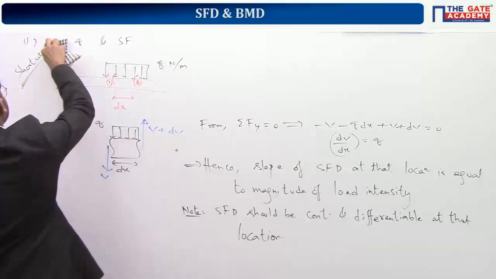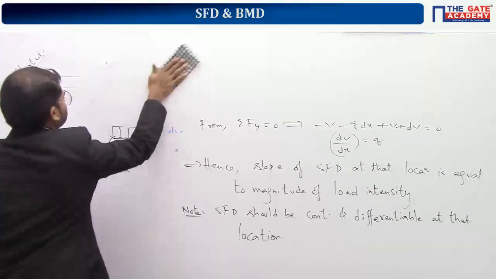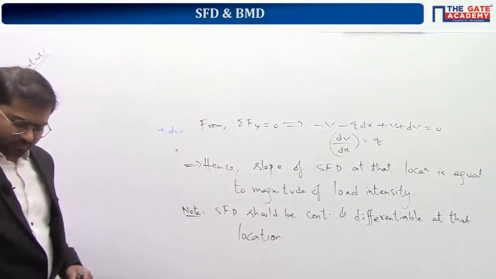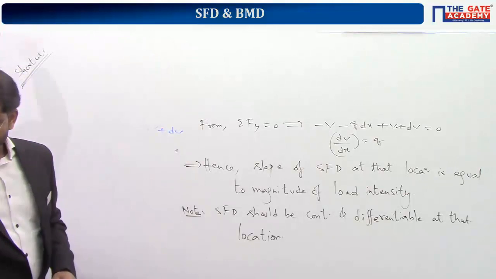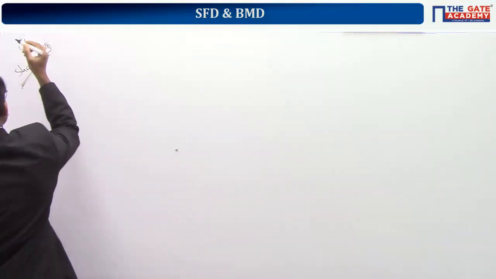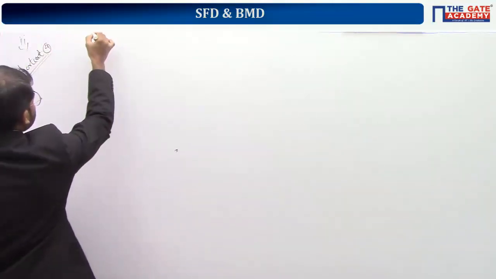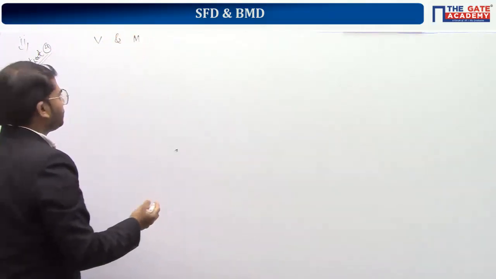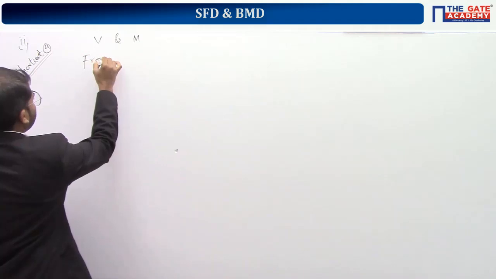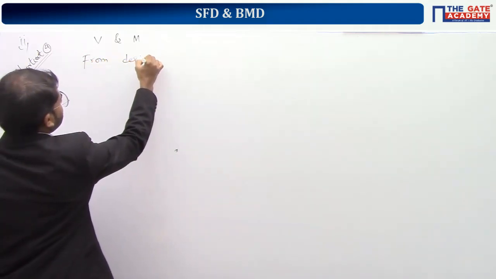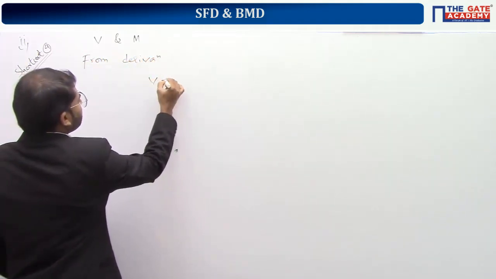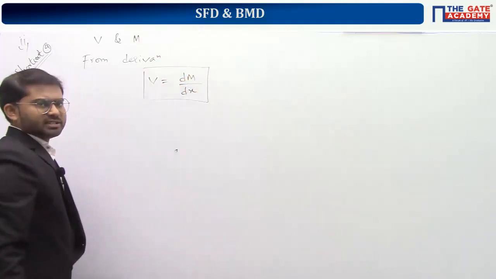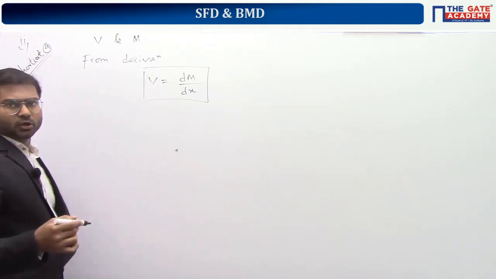So we are going to the second result under this section, or shortcut number 4. We are going to get the relationship between shear force and bending moment. Here I am not doing the derivation, but if you do the derivation the same way, we will get the result that V is equal to dM by dx, or dM by dx is equal to V.